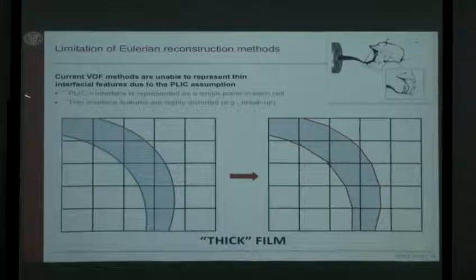So what is happening is, if I have a thick film, a film that's resolved with at least a cell, potentially more, in its thickness, I can represent it using the assumption of a single planar interface in each one of my cells. That's fine, this is not a problem.